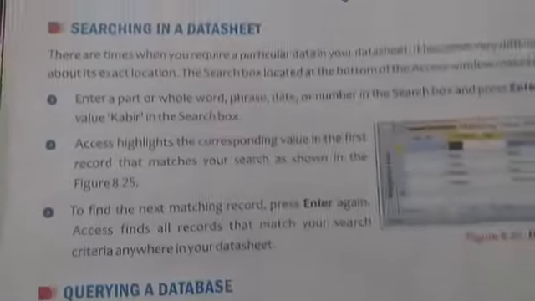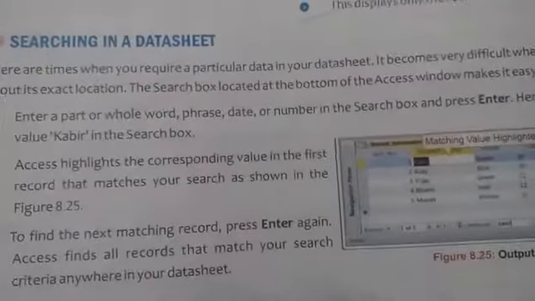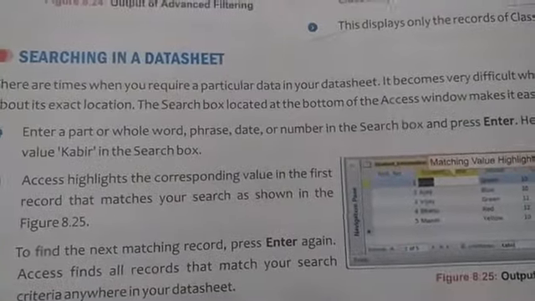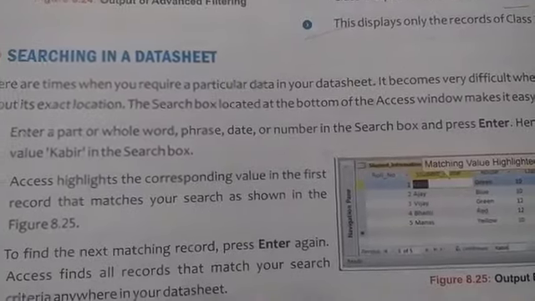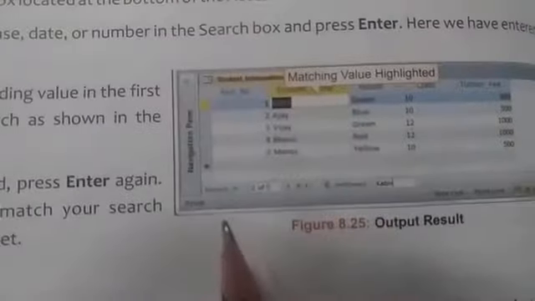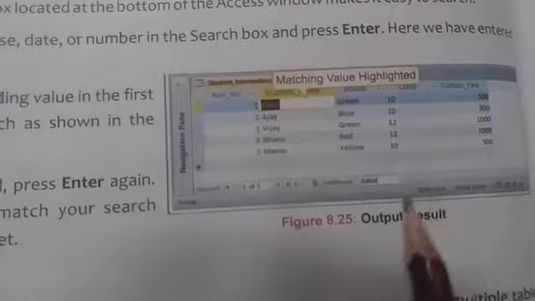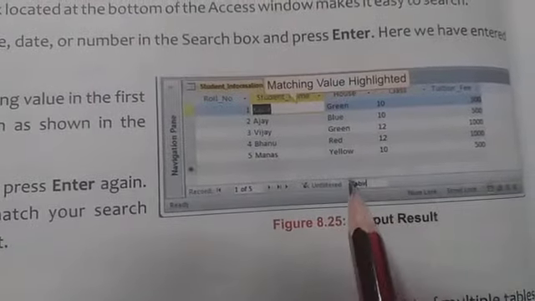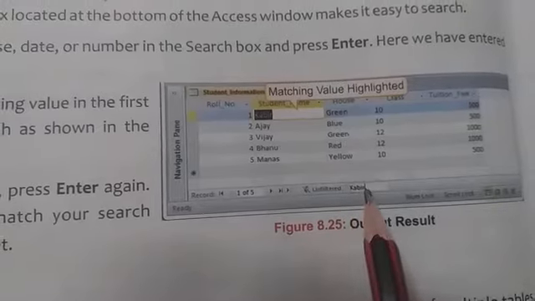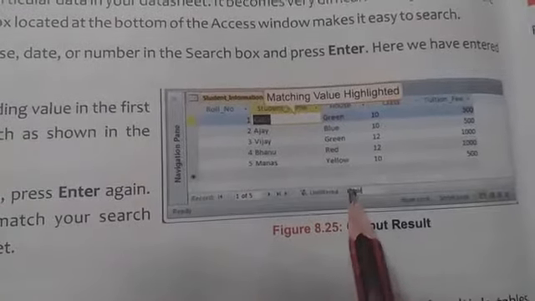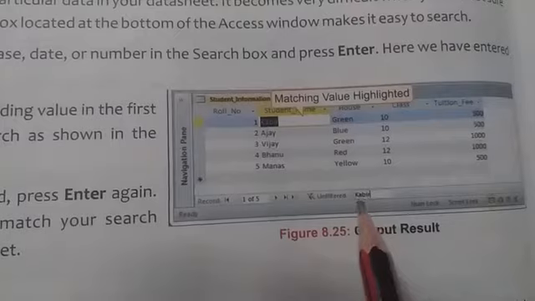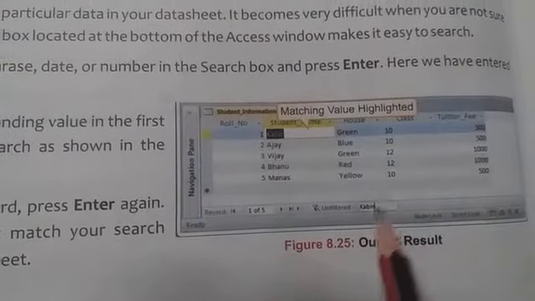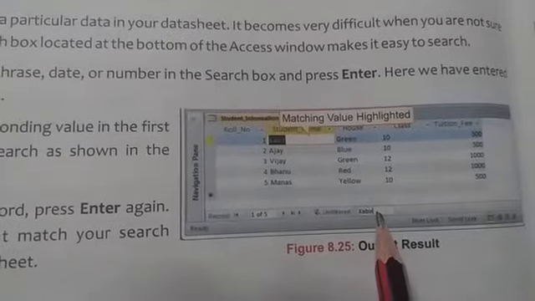After this we have searching in a data sheet. How can you search for anything from the data sheet? For example, if you want to search for something, at the bottom you can see there is a search box. In this box you can type the value that you want to search. You can type text also, or a value. This search box is present at the bottom of the datasheet view.